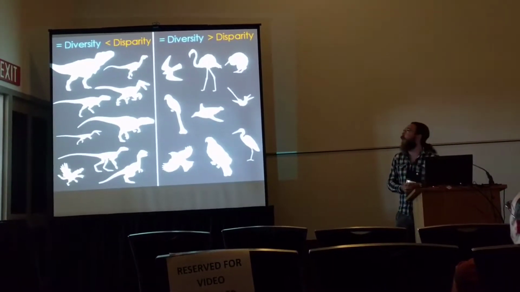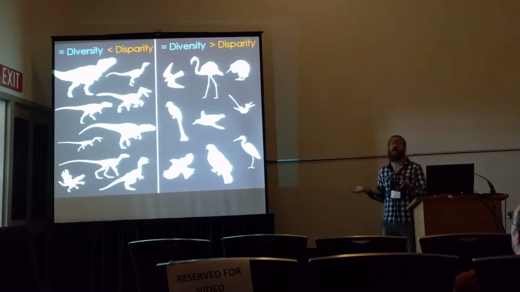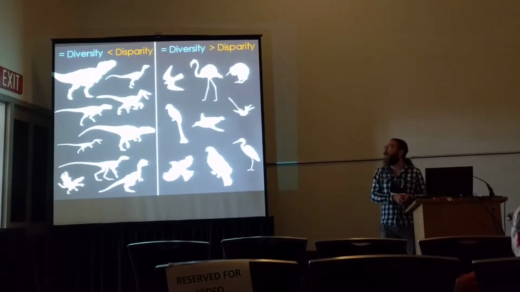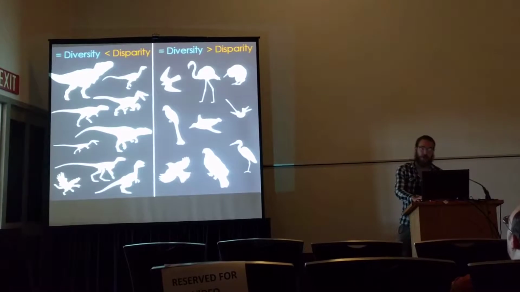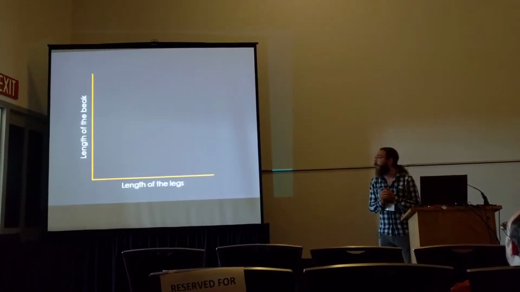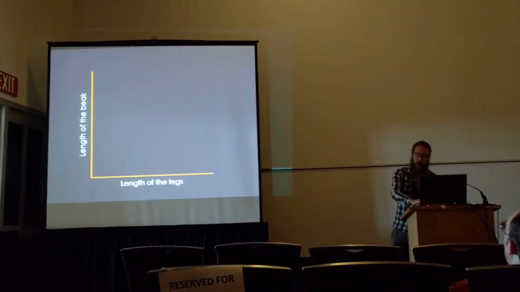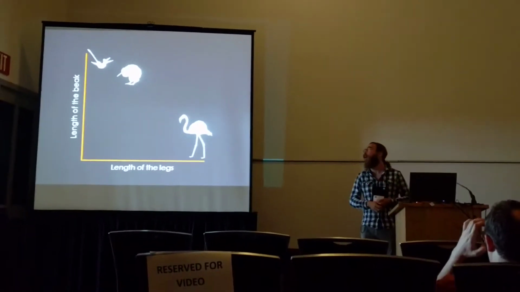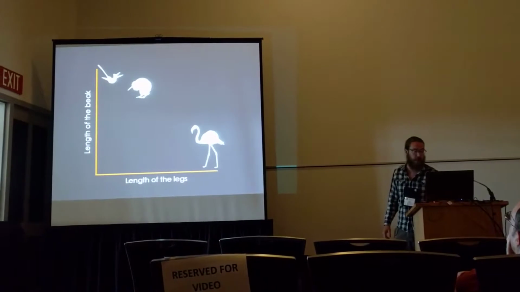So one of the big questions is how you can actually measure that and test if the group of birds here has a higher morphological disparity than the group of theropods there. One thing you can do is measure some traits on your species, for example the length of the legs and the length of the beak, and ordinate your species along these axes. I'm just going to show the example with these guys.